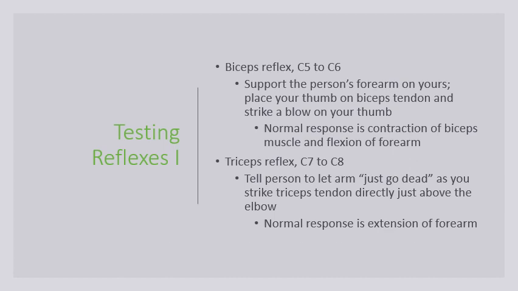Triceps reflex, as you again have the person relax, so you're supporting the weight of their arm and you're holding the arm out to the side like a scarecrow arm, and then you're going to strike the tricep tendon directly above the elbow, and the forearm should extend just a little. So this is C7, C8. So this is testing the spinal reflexes.